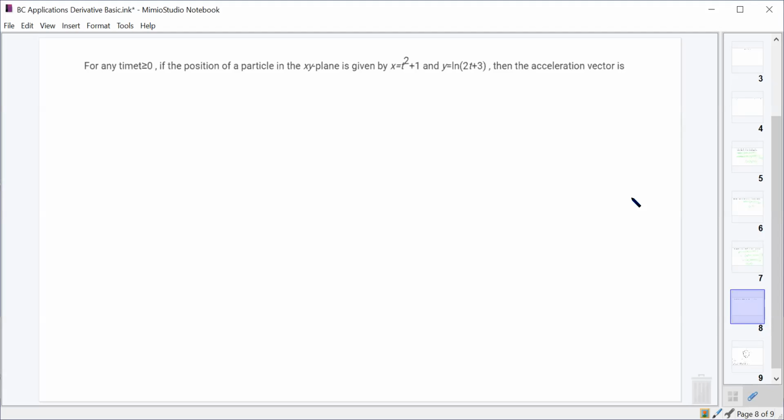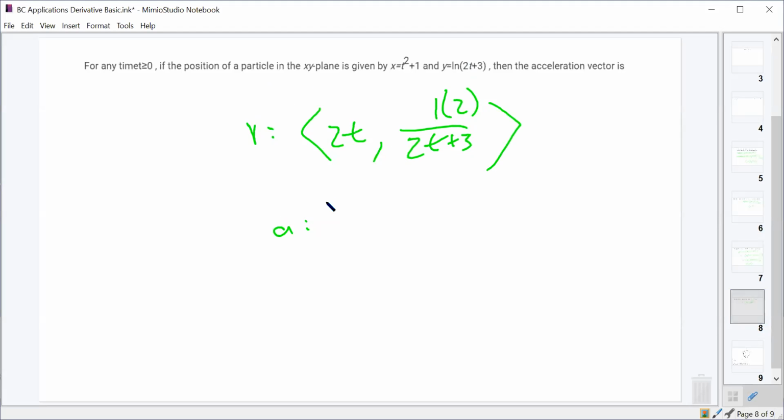And last one of these that we're going to do before we move into the polar question. If we're given a position again, we're looking for the acceleration. Like I said, they love these ones. So the velocity vector should be 2t, and then the natural log of 2t plus 3 ought to be 1 over 2t plus 3 times 2. And our acceleration vector ought to be 2, and then the derivative of this ought to be negative 4 over (2t plus 3) squared if you use the reciprocal rule on that. And we didn't have to evaluate that one. Easy enough?